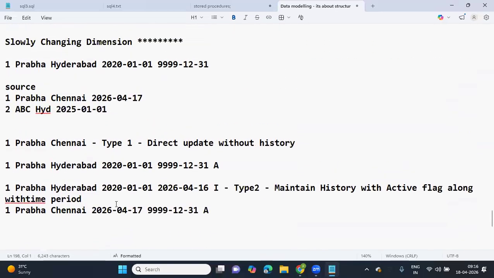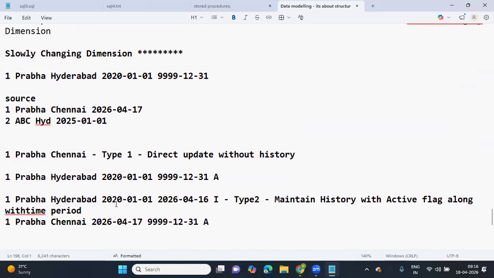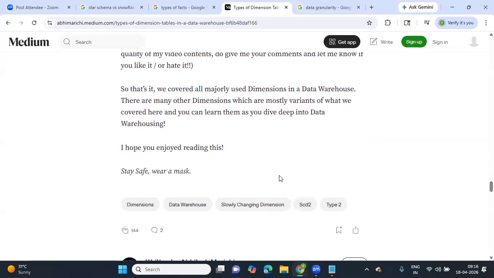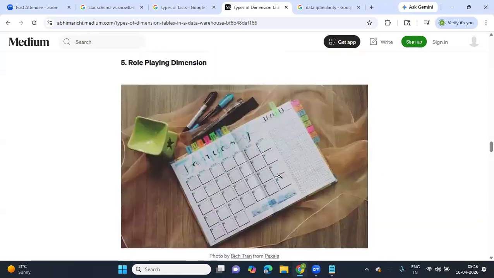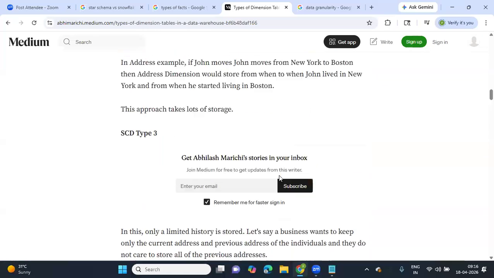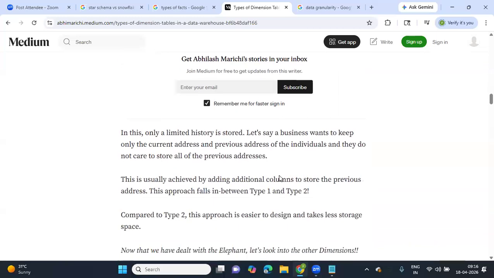So type 1 and type 2, we use frequently in the projects. Type 1 rarely, but we do direct updates to the data. And type 2 is extensively used in the interviews and in real time. You have to write queries to implement SCD type 2. Some documentations also give up to type 6. Here they have given only till 3, but these are enough. Whatever I have explained so far is enough.